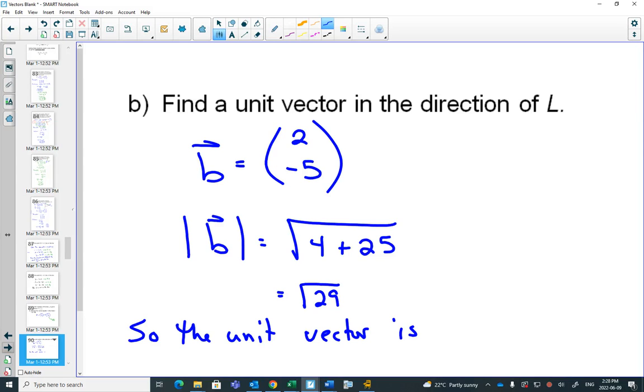So the unit vector would be 1 over root 29 of 2 and negative 5. You're multiplying by that fraction.